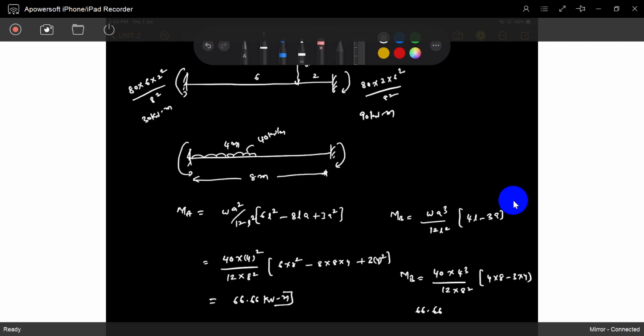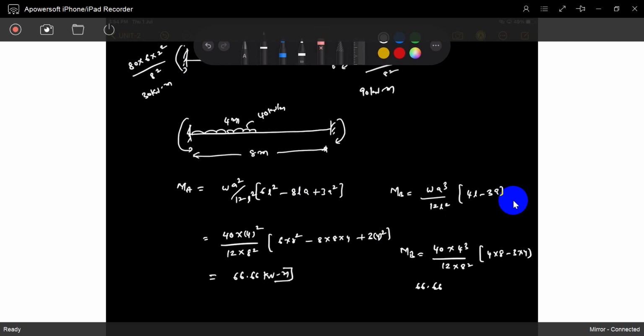But I think it's somewhere wrong because the load has more effect on this location. I understood, the load effect on MA should give more. I think somewhere is missing. I don't know exactly where it is wrong. Just check it once. Something is missing. Otherwise, I will do it once again.